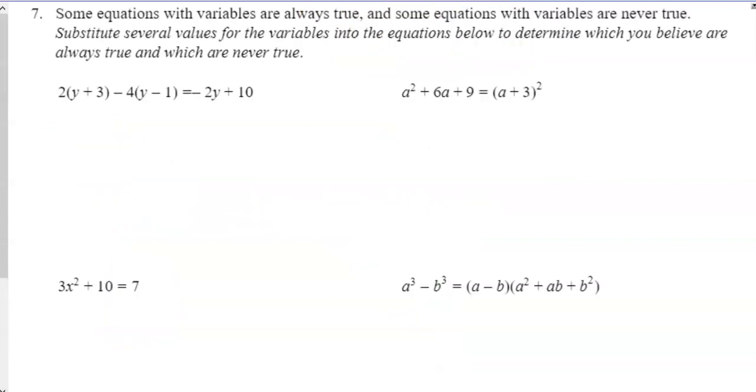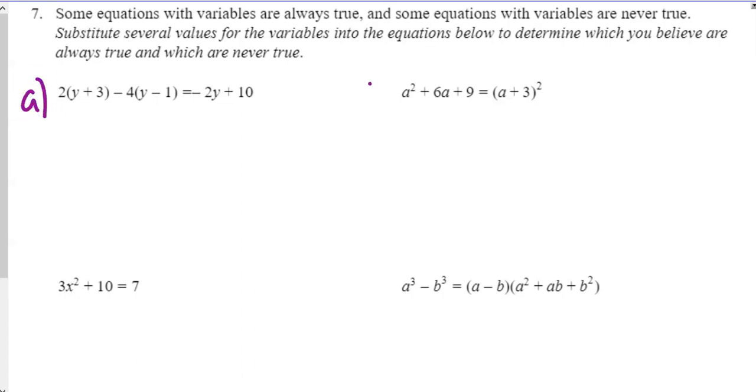Okay, so let's move on here to number 7. Some equations with variables are always true, and some equations with variables are never true. We're going to look at these. I know it says substitute several values for the variables into the equations below. Determine which you believe are always true and which are never true. Okay, so let's just take a look at this one here.